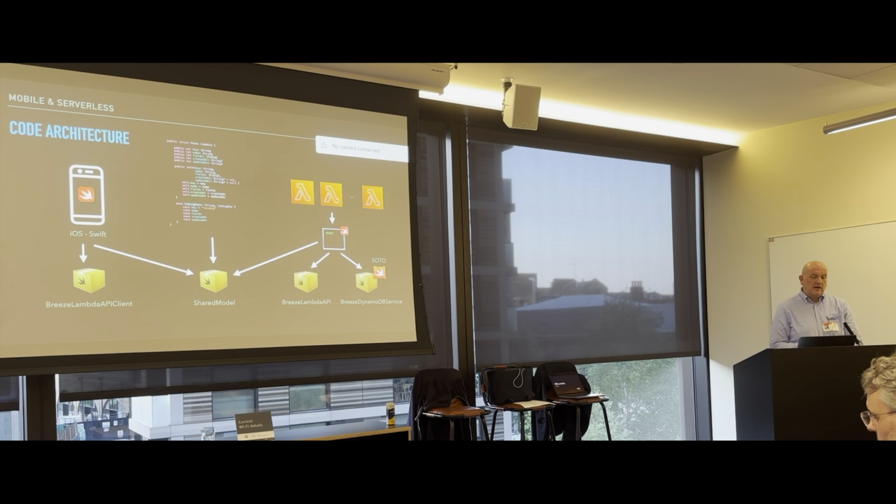Let's jump now into the code architecture. Part of the code that I wrote is required to connect from the app to the API gateway. For that, there is a library called Breeze Lambda API client, which is just Swift code that uses Foundation to call the API. I use that because you can pass the structure to that library, so it will be easy for you to create the code. I will show you later.